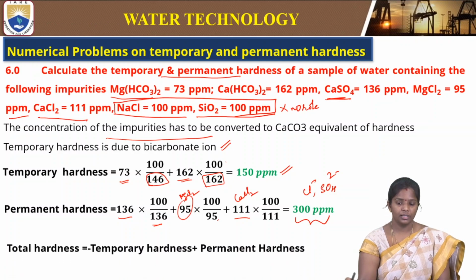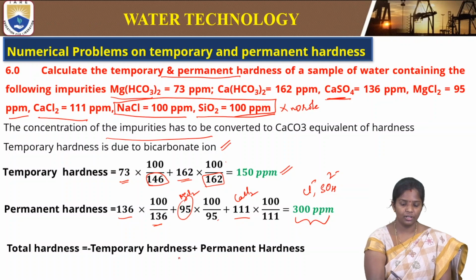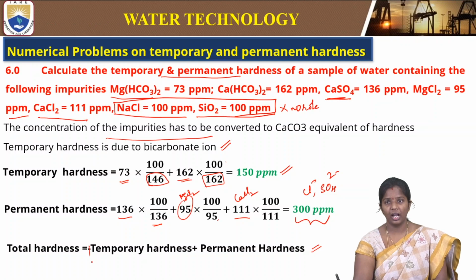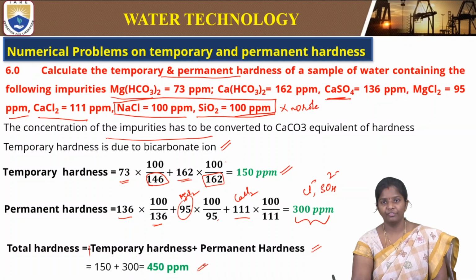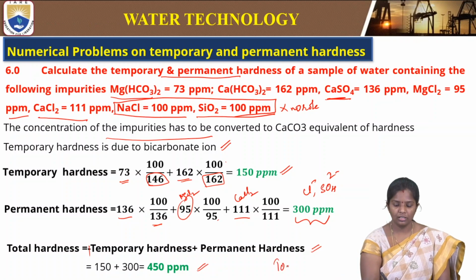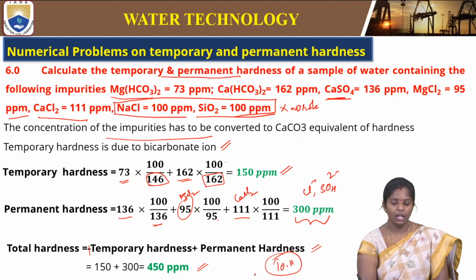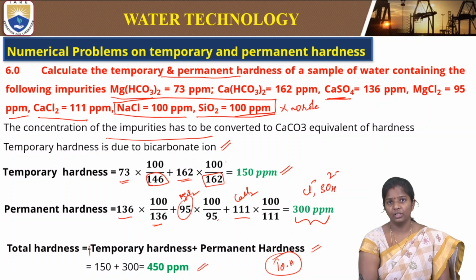So total hardness is equal to temporary plus permanent hardness. 150 plus 300 is 450 ppm, which is the total hardness present in that particular water sample. So even in this sample, the permanent hardness is very high because of a large amount of chlorides and sulfates present. So we have to go for the treatment by equipment or chemical agents.